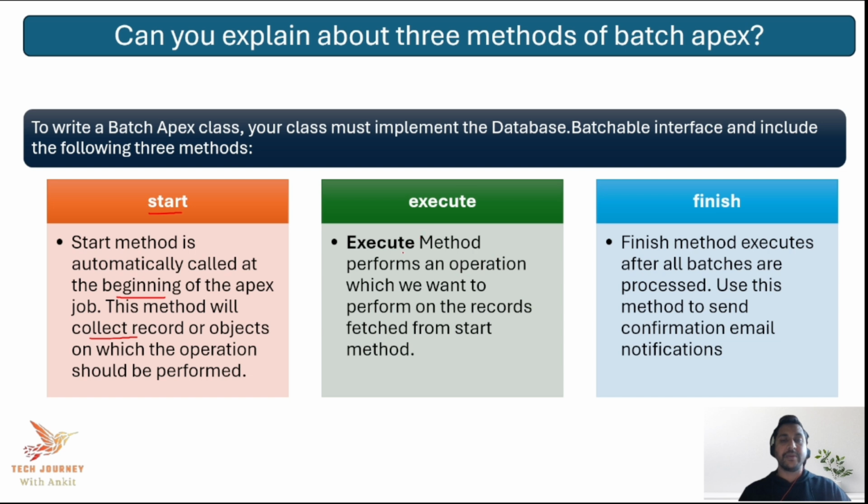Second one here is the execute method. Execute method performs the operation which we want to perform on those records. So whatever business logic you have to execute on the selected records, you will put that business logic into the execute method. And the third one is the finish method.